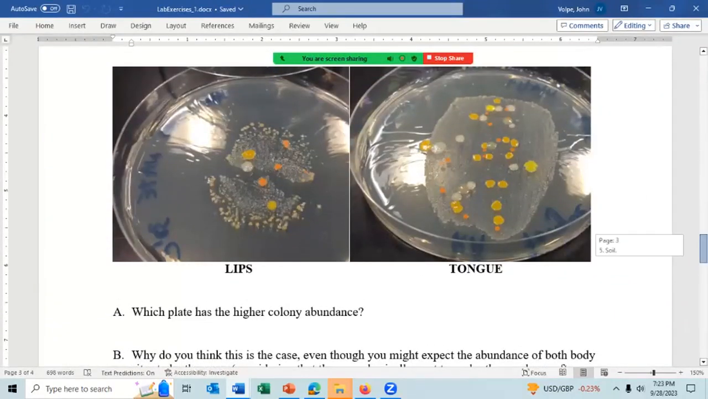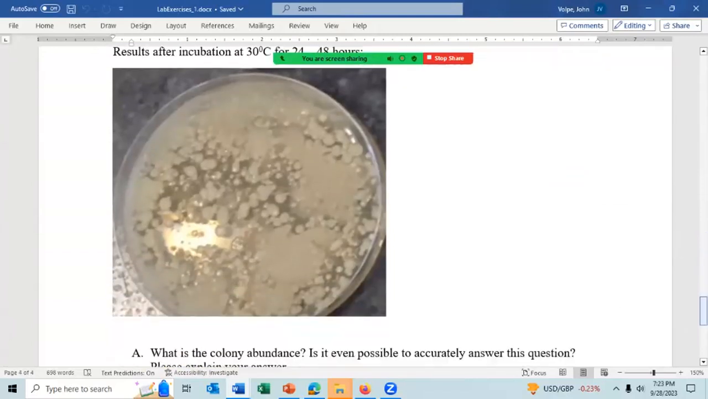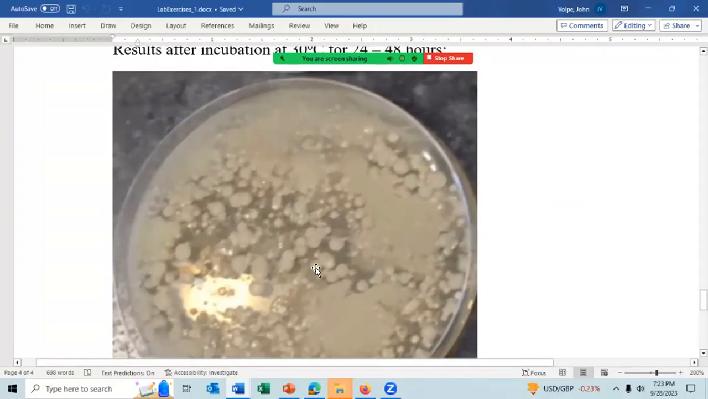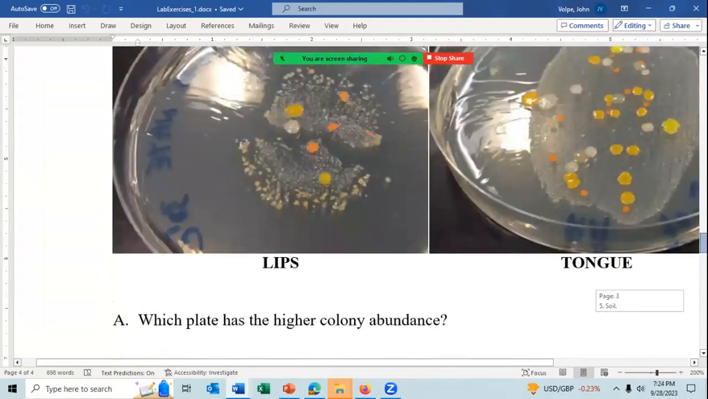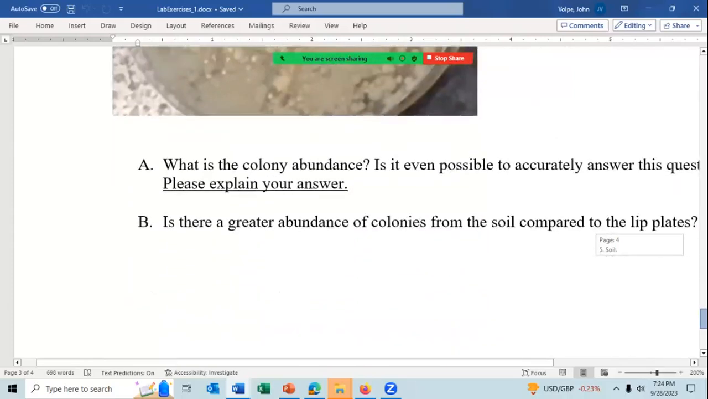Okay. And I'm going to warn you, some people only appear to look at the larger colonies on the soil, like this one and that one and that one and that one and that one. And they're not looking at the small colonies here and here and here and here. And then they're only looking at the small colonies here. There are some large colonies on the lip plate too. So both plates have both large and small colonies. I'm going to tell you that. And then answer procedure 5B.